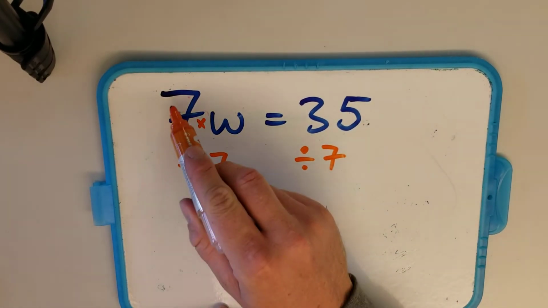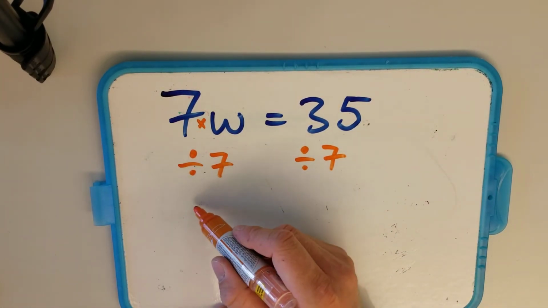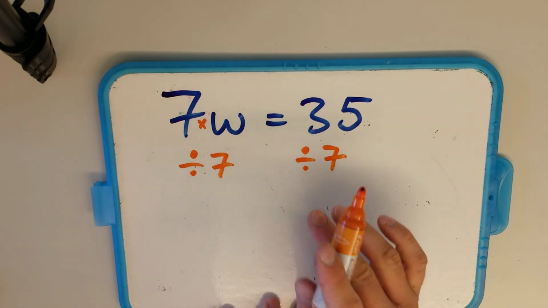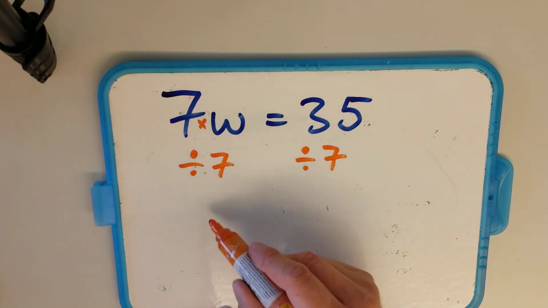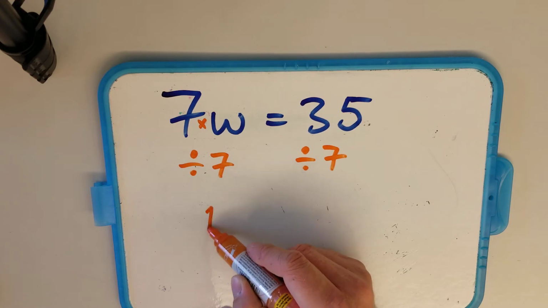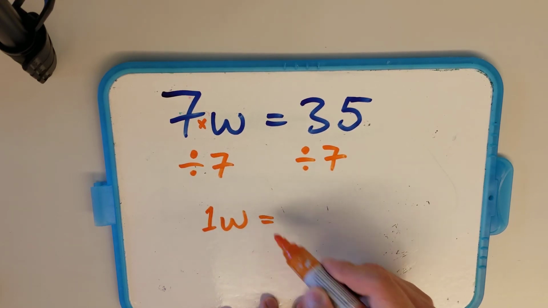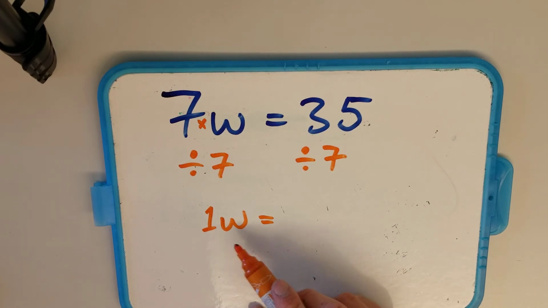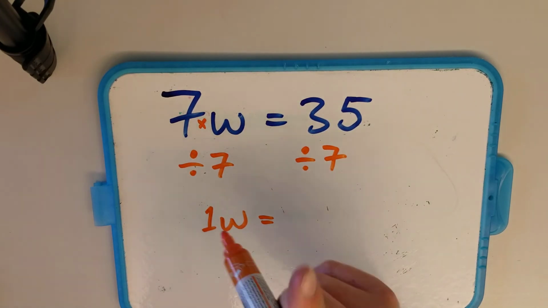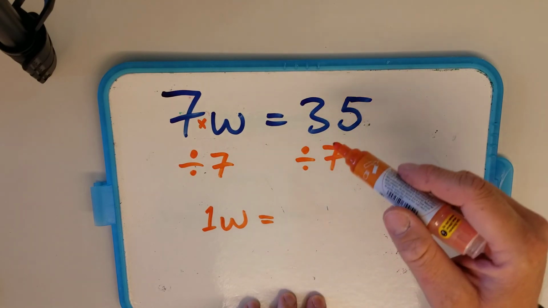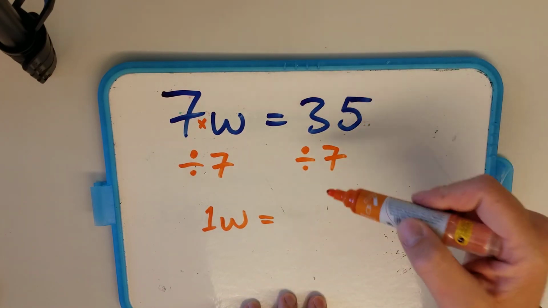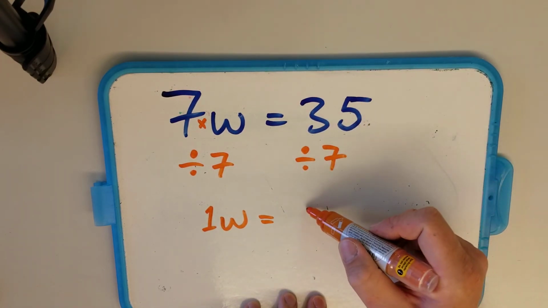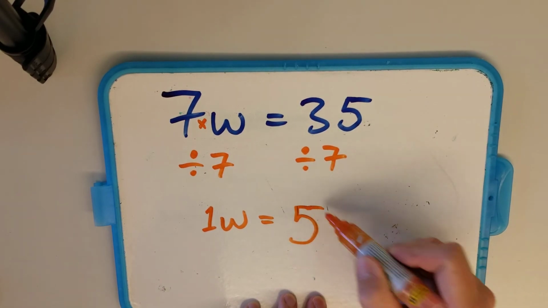Okay, 7 divided by 7 doesn't give us 0. This is an important thing to remember, but 7 divided by 7 gives us 1. And when we have 1 W, that's the perfect situation for us in this type of question. We want to know what does 1 W equal? 1 W in this case is going to be 35 divided by 7. Hopefully we remember that it's 5.